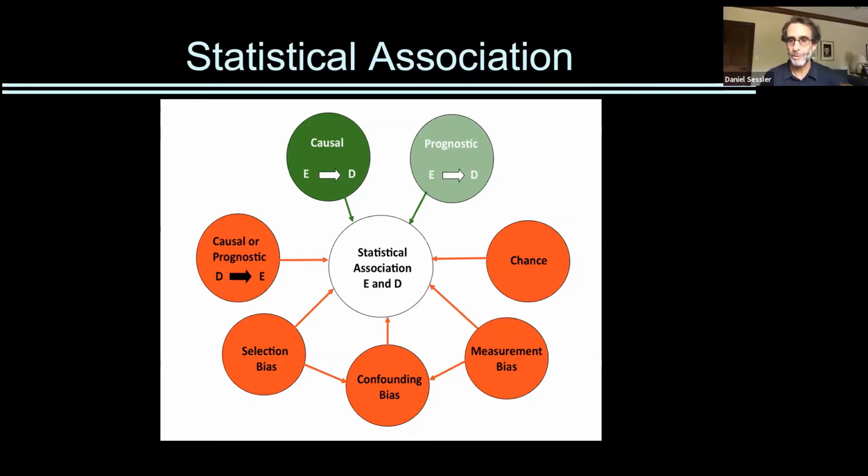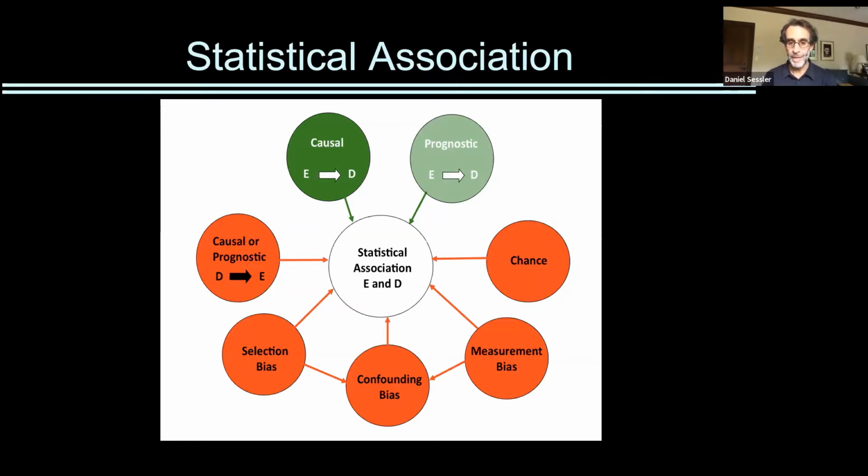But that's not always true. You may have a relationship that is truly there, but it's prognostic, not causal. That it's actually caused by something else, but your exposure is linked to something that causes the outcome. That's useful information, but it's very different from a causal relationship because you can intervene on a causal relationship. Intervening on a prognostic relationship will not improve the outcome.